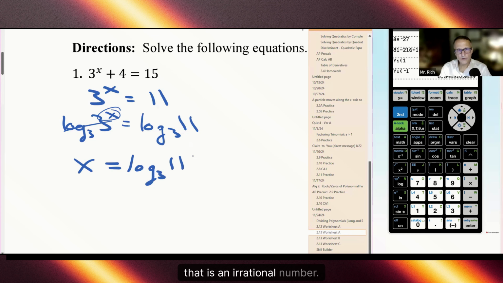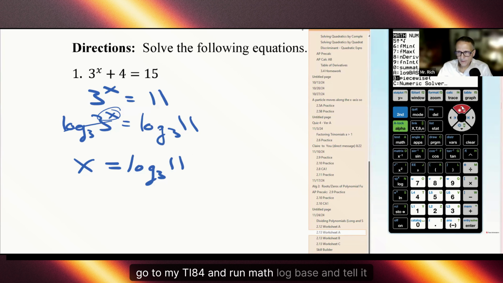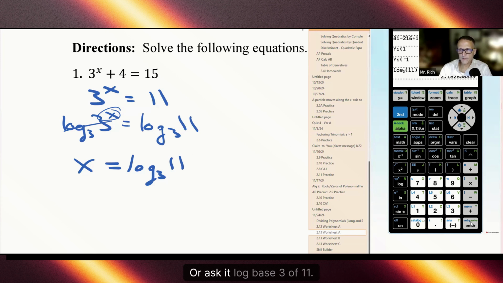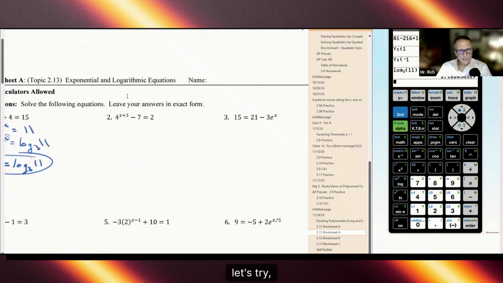Now that is an irrational number. If I wanted to know what it is approximately, I can always go to my TI-84 and run math, log base, and ask it log base 3 of 11. It'll give me this irrational number. But this is going to be my exact answer right there. Okay, let's try this one.